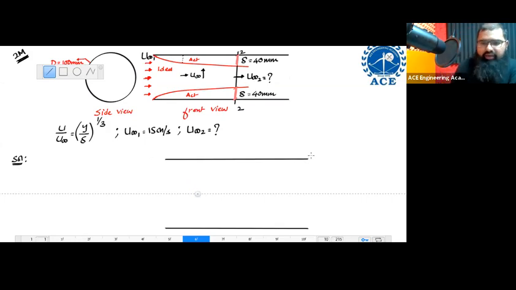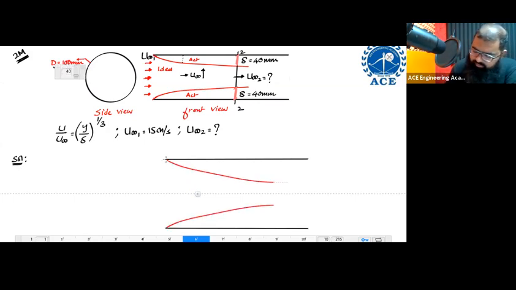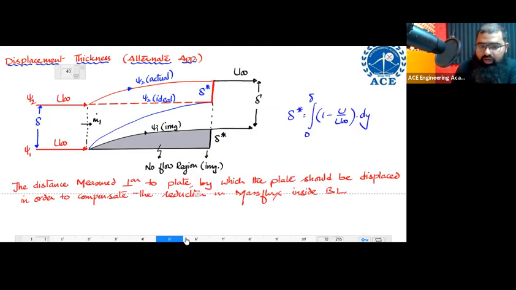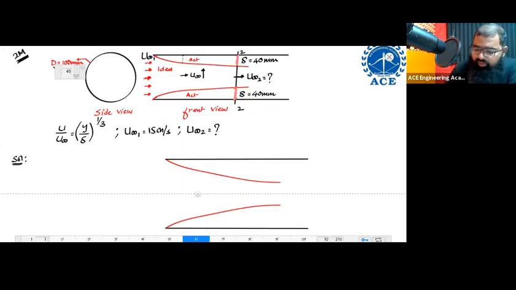Let us say this is a pipe we are having, and the boundary layer formation is something like this. If this is a boundary layer formation, then according to this particular understanding, inside the boundary layer, some portion I can assume is having a no flow region. Let us say some portion is having no flow region.